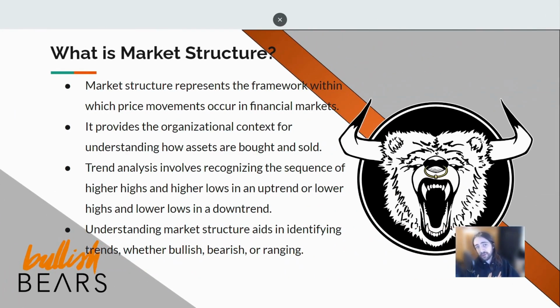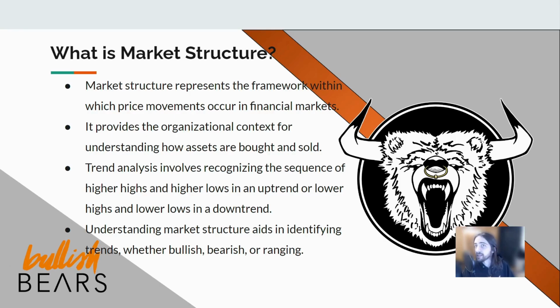What is market structure? Market structure is super important to know and understand before trying to even wrap your head around what ICT, SMT, these market structures and divergences are. So basically, market structure represents the framework within which price movements occur in financial markets. It provides the organizational context for understanding how assets are bought and sold, and trend analysis involves recognizing the sequence of higher highs and higher lows for an uptrend, and lower highs and lower lows in a downtrend.